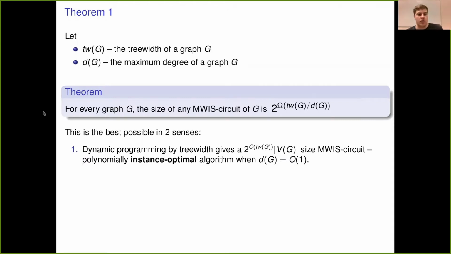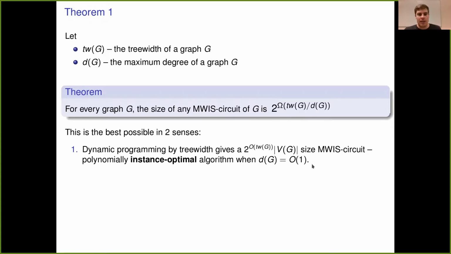And so this kind of lower bound is the best possible one can prove in two different senses. First, we have dynamic programming by tree width. It gives an MWI circuit of size exponential in tree width and linear in the size of the graph, which means that this is basically when we have maximum degree at some constant. This upper bound basically polynomially matches the lower bound given here.